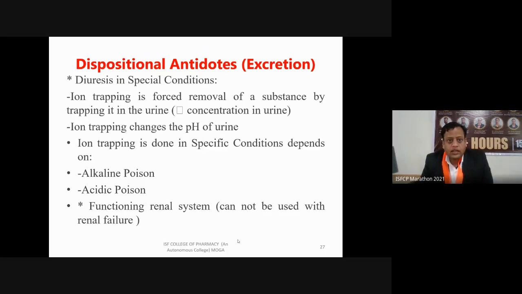Next, dispositional antidotes for excretion include diuretics. Ion trapping is the forced removal of a substance by trapping it in urine. Ion trapping changes the pH of urine. It is done in specific conditions, depending on whether the poison is alkaline or acidic. The renal system should be functioning; if you have any problem with the renal system, then it will not work. So ion trapping is done in a specific condition, for alkaline poison or acidic poison.